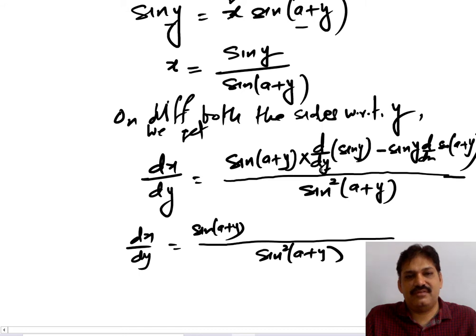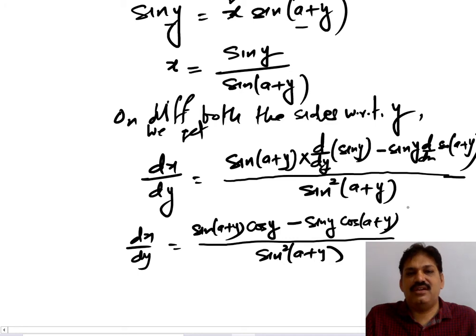The variable is y. So the derivative of sin y is simply cos y into dy by dy, which is 1, minus sin y same. The derivative of sin(a + y) is cos(a + y) into the derivative of a + y with respect to y. So 0 plus 1, that will be into 1. That will make no difference.